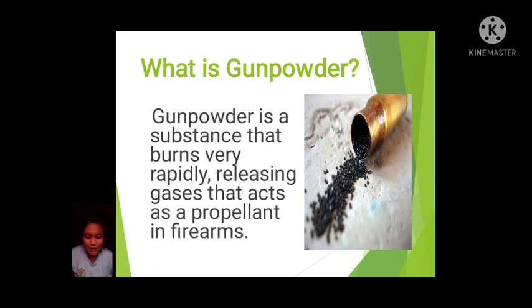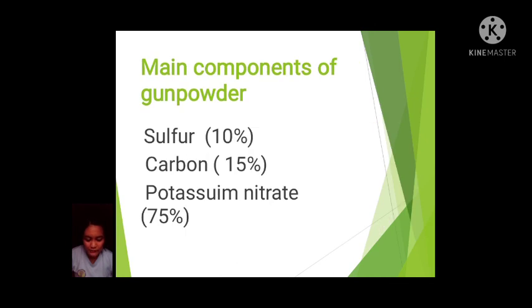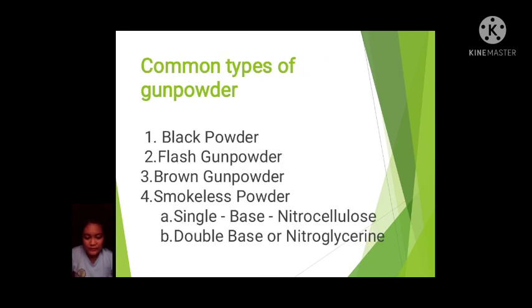Last is the gunpowder. Gunpowder is a substance very rapidly releasing gases, a propellant in firearms. We have the different types of gunpowder in history, but the first one invented is the oldest gunpowder, which is the black powder usually. The main components of gunpowder is made out of 10% of sulfur, 15% of carbon, and 75% of potassium nitrate. The different common types of gunpowder, we have here at least 4.